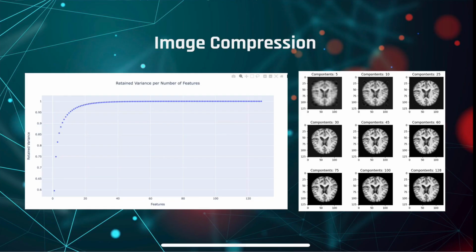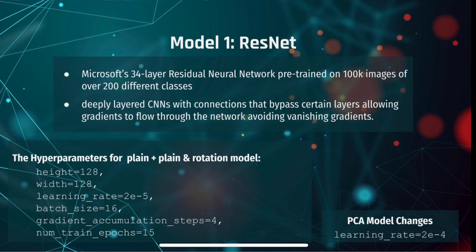Here is a nice visual of our PCA. We wanted to make sure we retained enough variance for our model, but also reduce the number of features. We noticed that at around 30 components, we were able to retain 99.5% of the variance. So for our model, we were able to reduce each image from around 16,384 features to only 900. So now on to the ResNet.